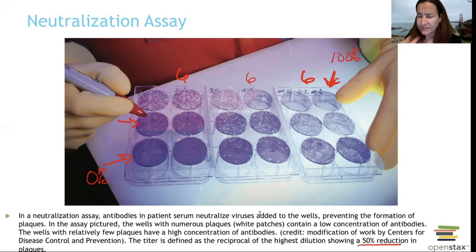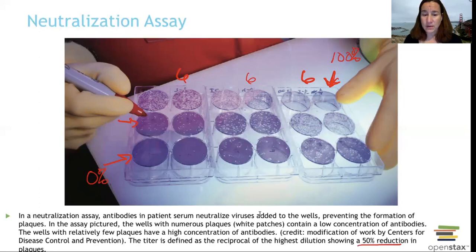Some purple healthy cells still around, but some of them did get infected with the virus. That's what we're looking for. We're looking for a 50% reduction in the plaques when we use this.